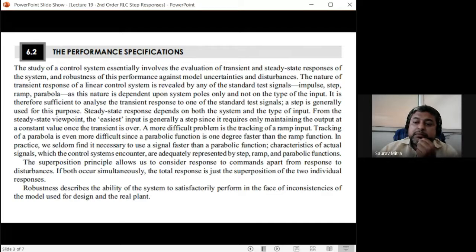Omega n is given by 1 by root LC, because the unit of omega is not hertz, it is radian per second. Whenever we are trying to find hertz from omega, we divide omega by 2 pi.